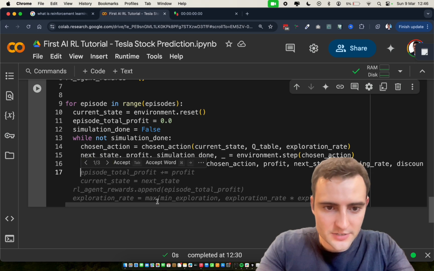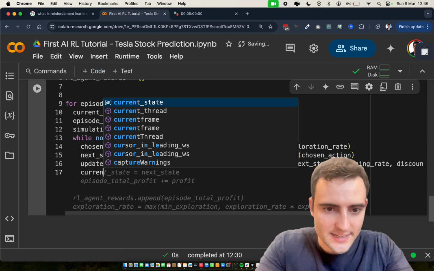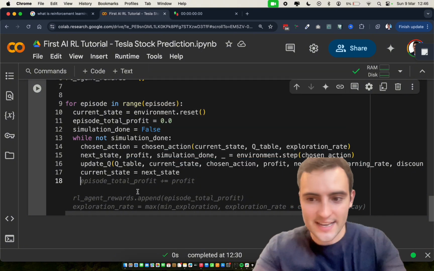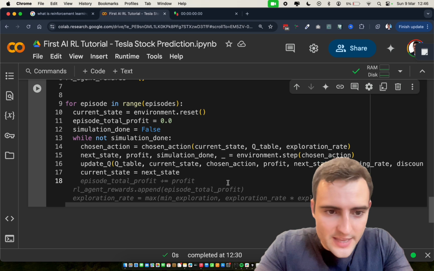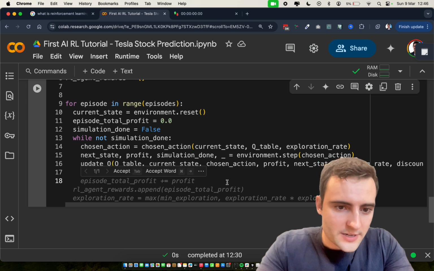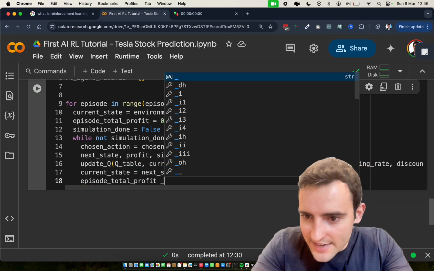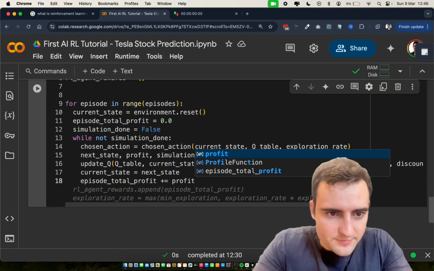Then we write current_state equals next_state, because the state from yesterday is now today's state. And then we do how much profit did we do, right? So episode_total_profit plus equals profit. And that is how we go accumulating this profit.